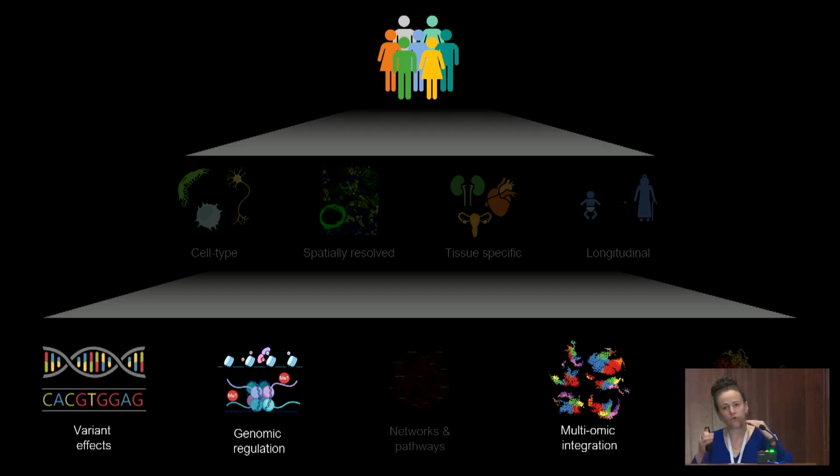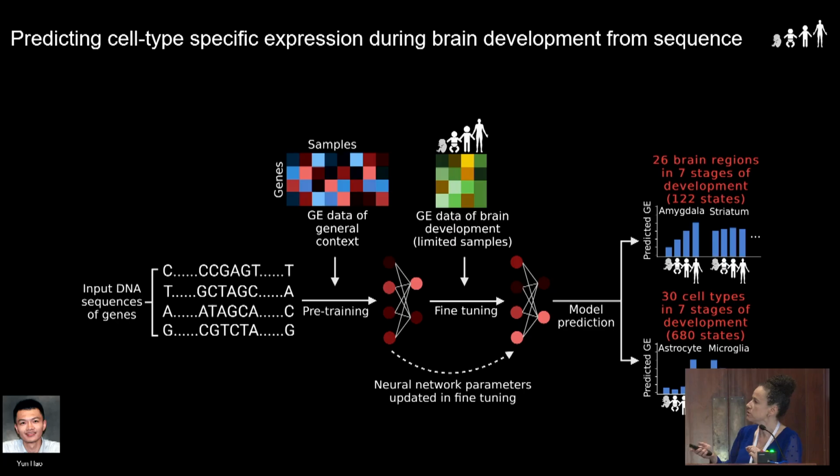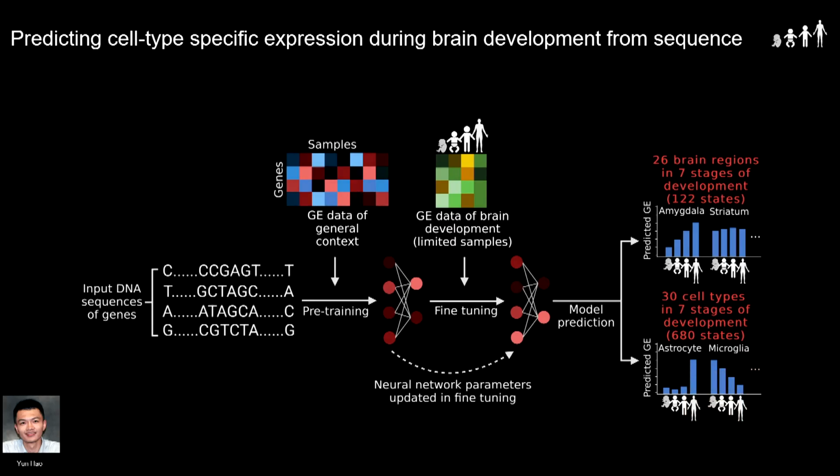So now I want to go from the epigenetics and just show you what we can do if we take these models and train them to predict all the way to expression. And this model is really trying to push the boundaries of what we can predict in terms of context specificity.